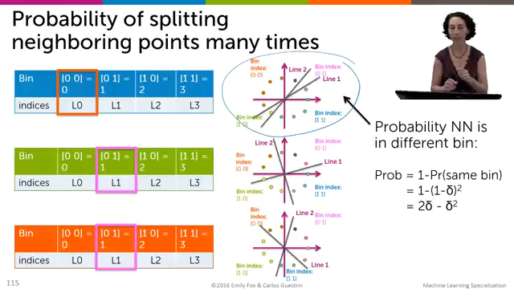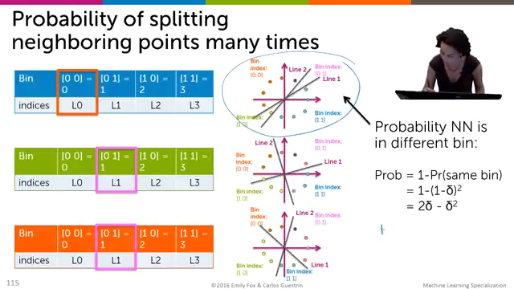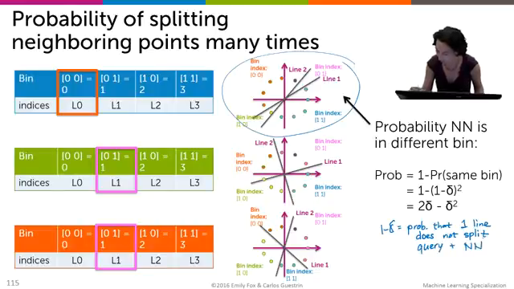So what's the probability that one line does not split the 2 points? We know that delta is the probability that it splits it. So 1 minus delta is the probability that there's no split from one line. But we have 2 lines. So let me just write this down. We have 1 minus delta equals the probability that one line does not split query and nearest neighbor. And then the reason we get this squared is because these lines are thrown down independently.